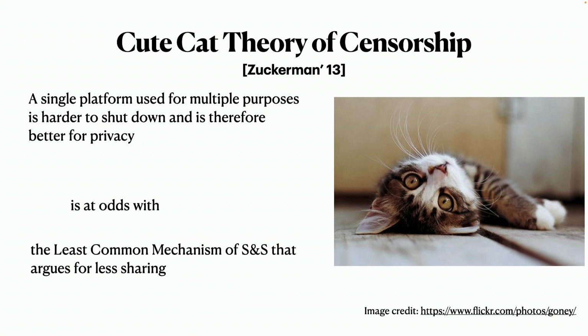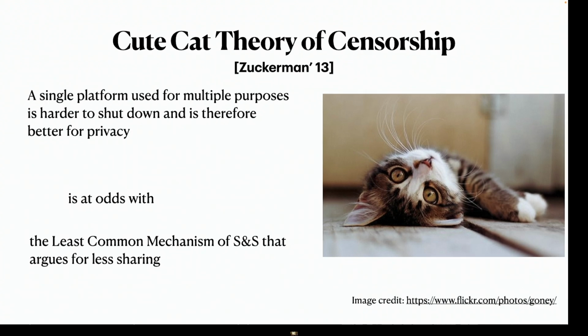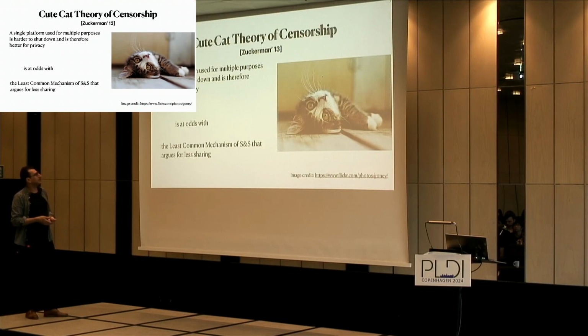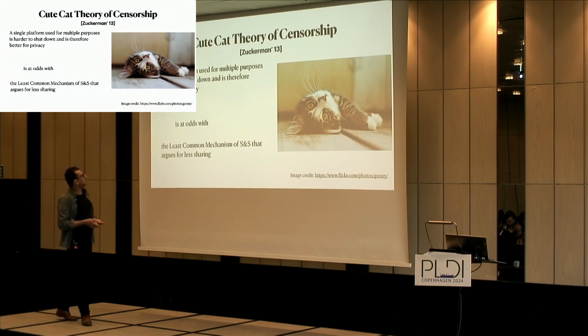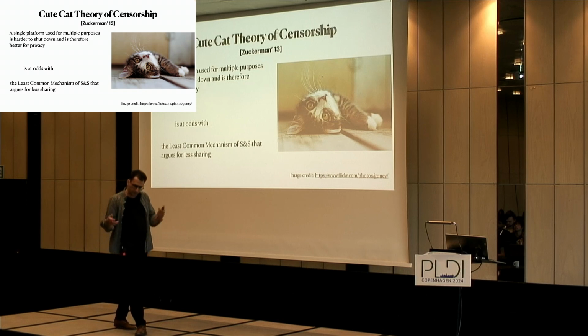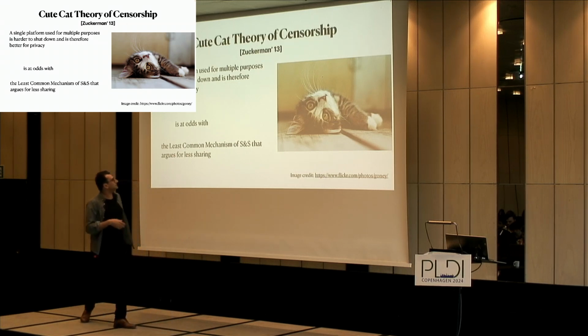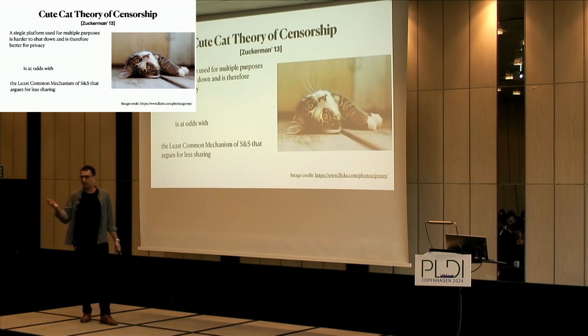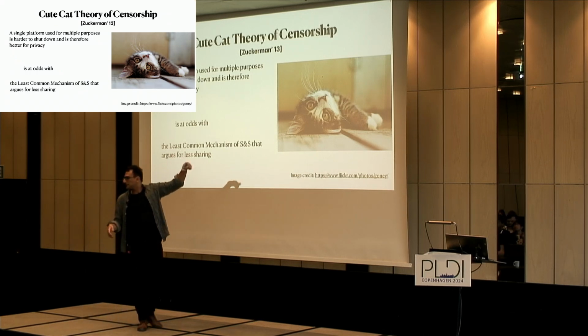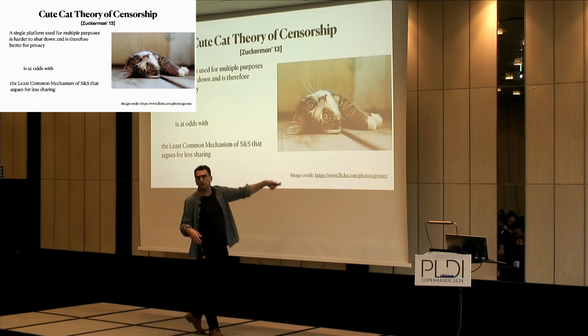Well, comes this cute cat theory of censorship, by Ethan Zuckerman. The paper is from '13, though it's also been quoted from '08. What it says is that if there is a general purpose platform used by people, think of Facebook and Twitter, it's harder to censor it. It's harder to shut it down because people like their cute cats. But that's a platform that can be used for activism.